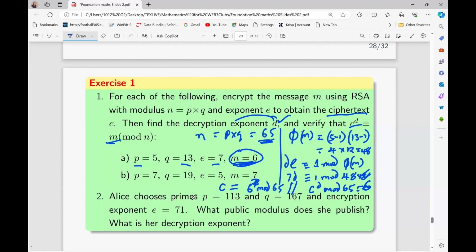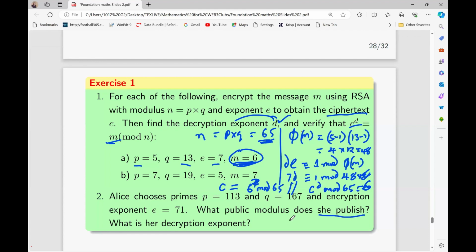Question 2. Alice chooses two prime numbers, and she also chooses this E. What public modulus does she publish? What is her decryption exponent? Now, what is a public key? That's what the question is asking here. What is N? N is a product of these two. So she will publish that. That's what the first part is asking.